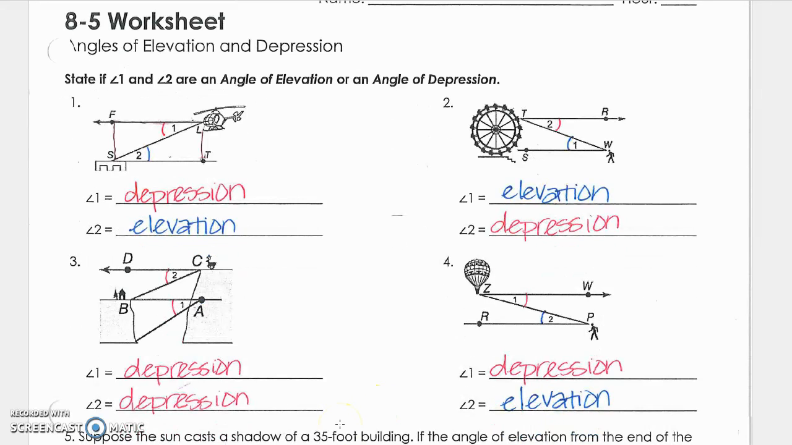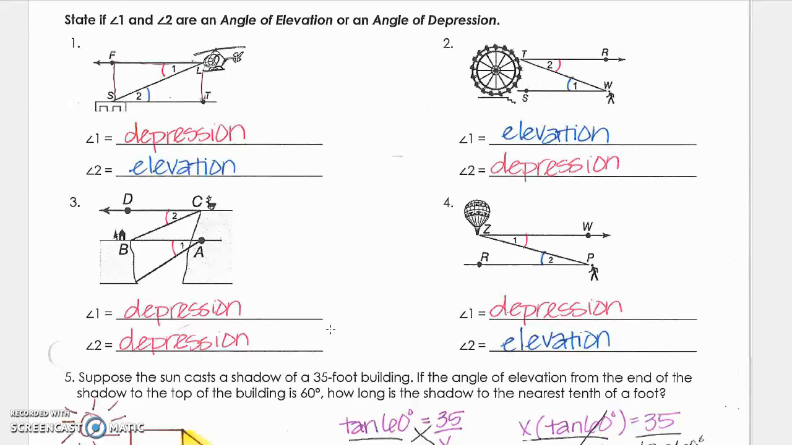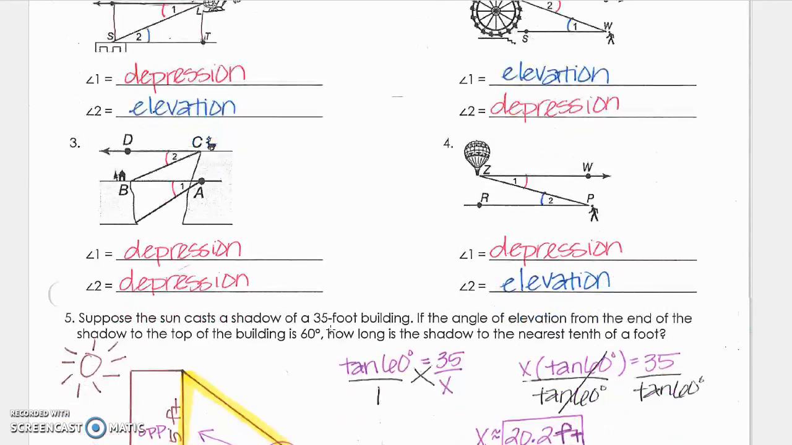On number 1, you should have depression and then elevation. Make sure that you are making corrections, please, because you are going to want to take the correct answers with you to help prepare you for future quizzes and the test, which is next week. You will not have 8-5 on your quiz tomorrow, but next week we will have our test over this entire unit. So make sure you're making corrections. So number 1 is depression and then elevation. 2, elevation and then depression. 3, those are both depression. And 4, depression and then elevation.